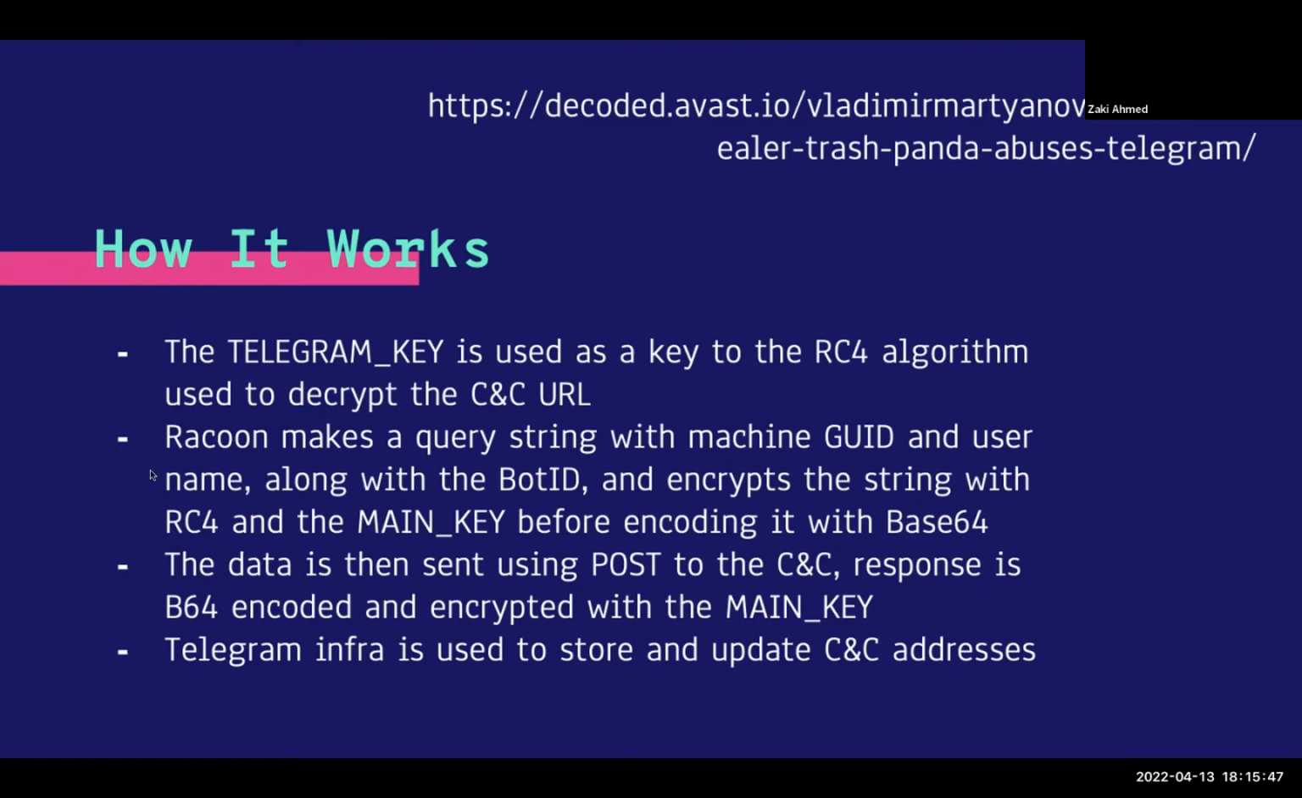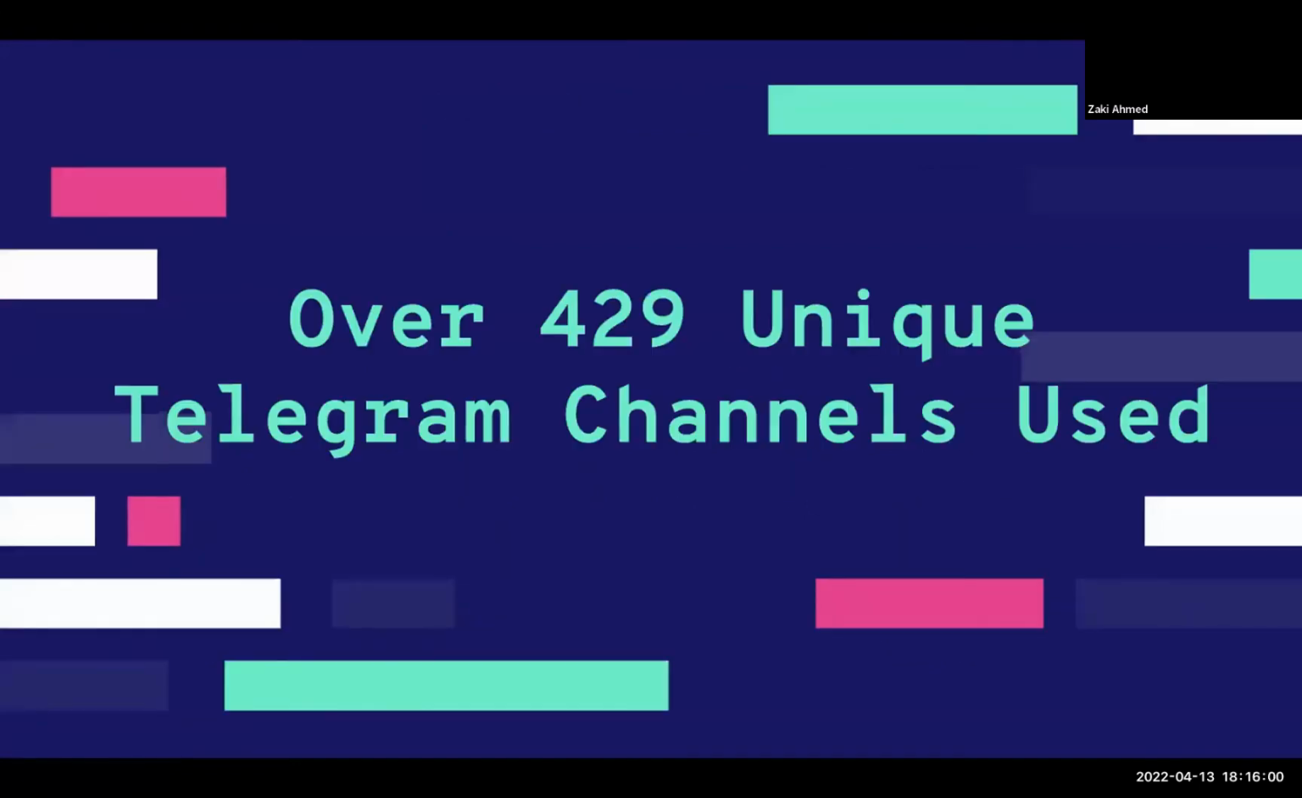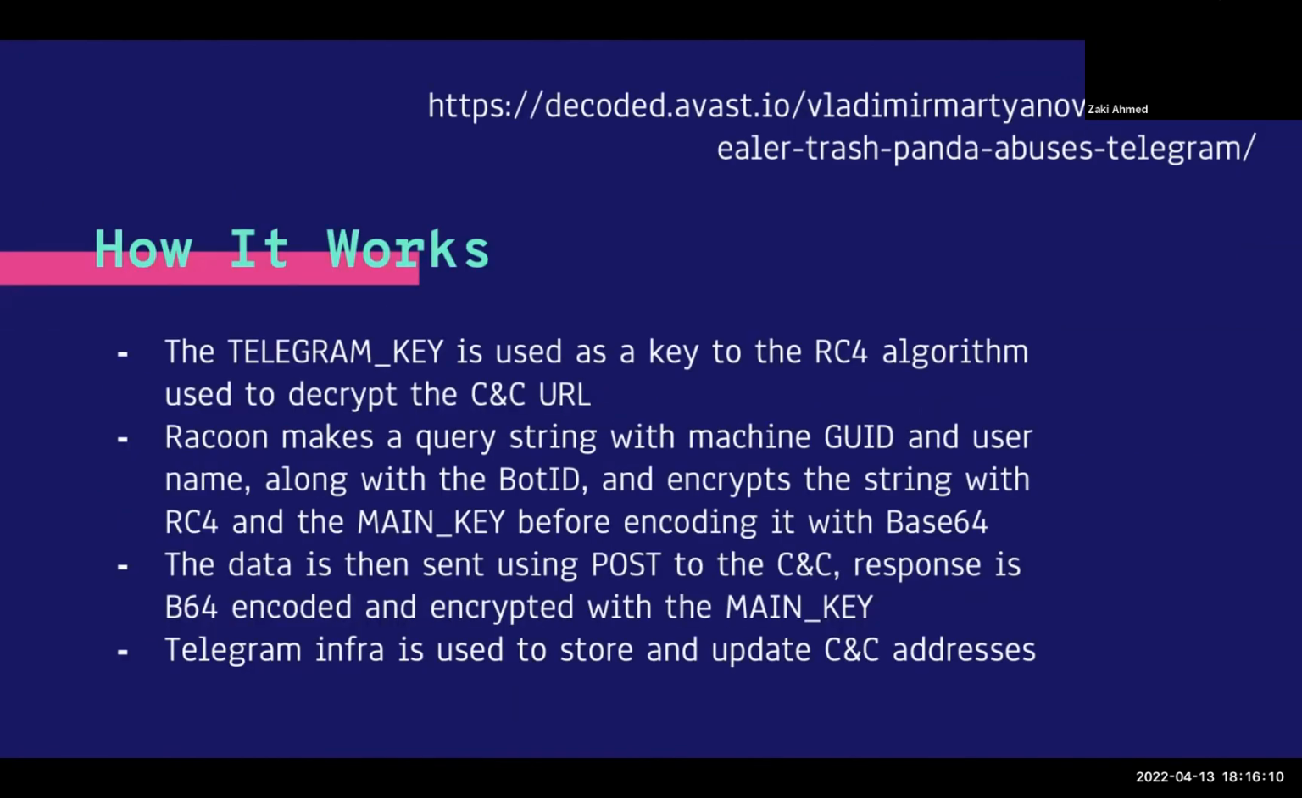And that data is then sent using POST to the C&C, and the response is base64 encoded and encrypted with the main key. And the Telegram infrastructure is used to store and update those command and control addresses for the malware. And for this specific malware campaign, there's been over 429 unique Telegram channels used that have been observed.